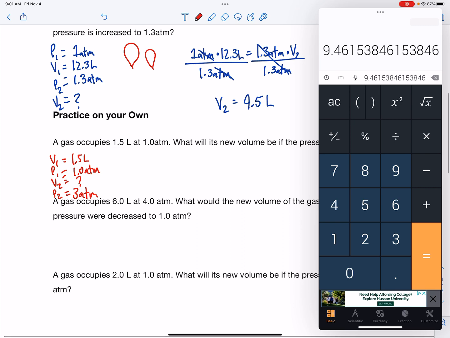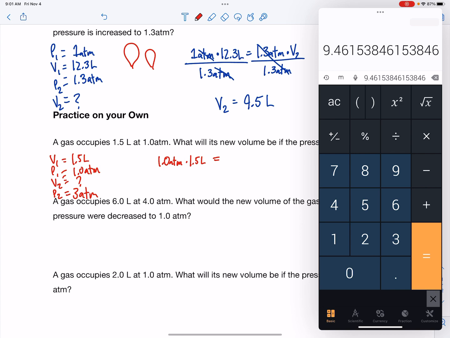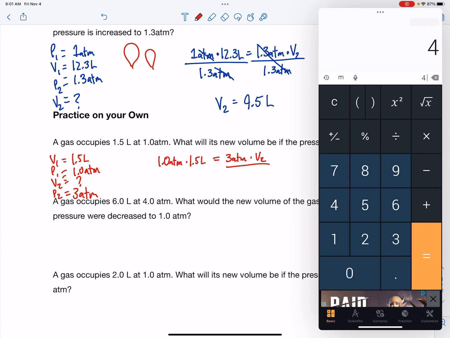Okay, the math is similar to our group problem above. Let's go P1 times V1, 1.0 atmospheres times 1.5 liters, is equal to 3 atmospheres times V2. We've got to get V2 alone, so I'm going to divide both sides by 3 atmospheres. Boom, those cancel out. 1.0 times 1.5 is going to be 1.5.